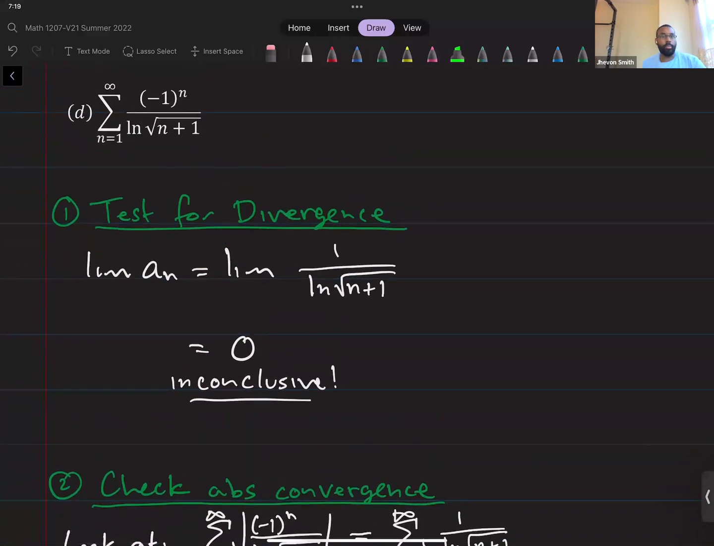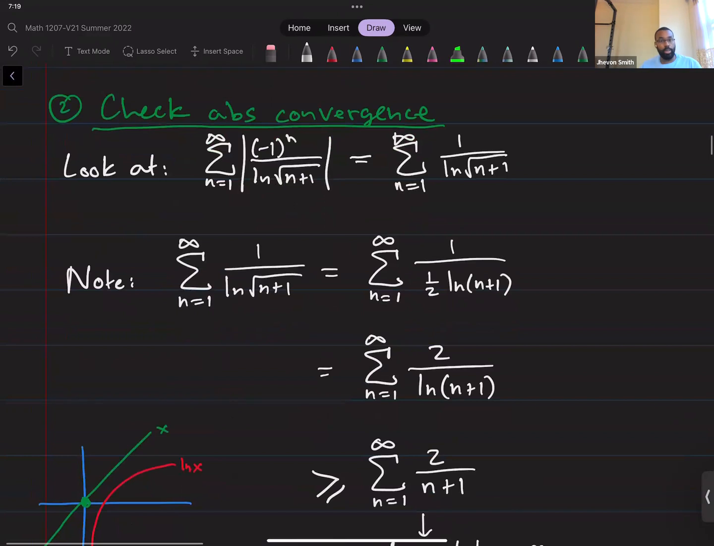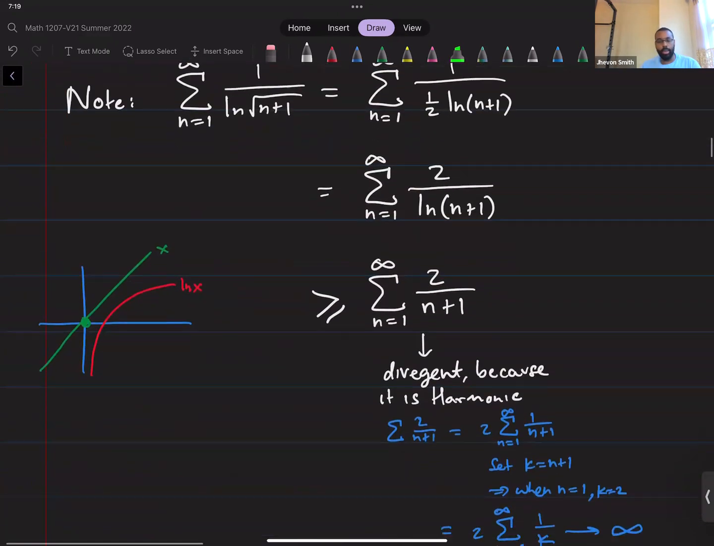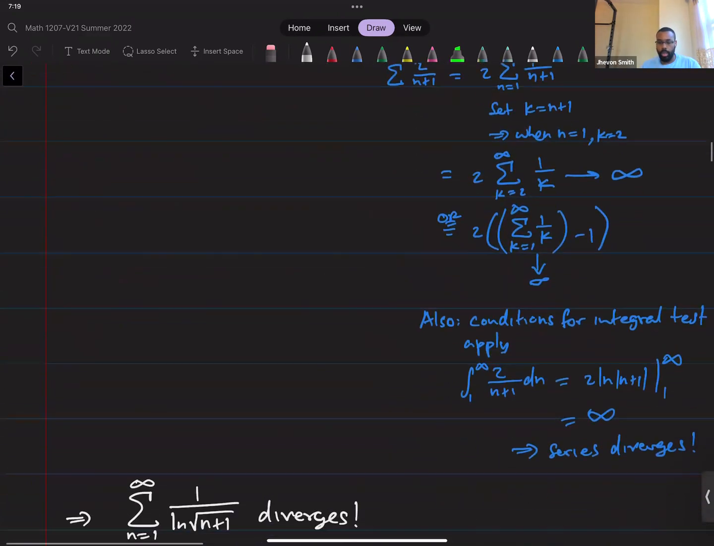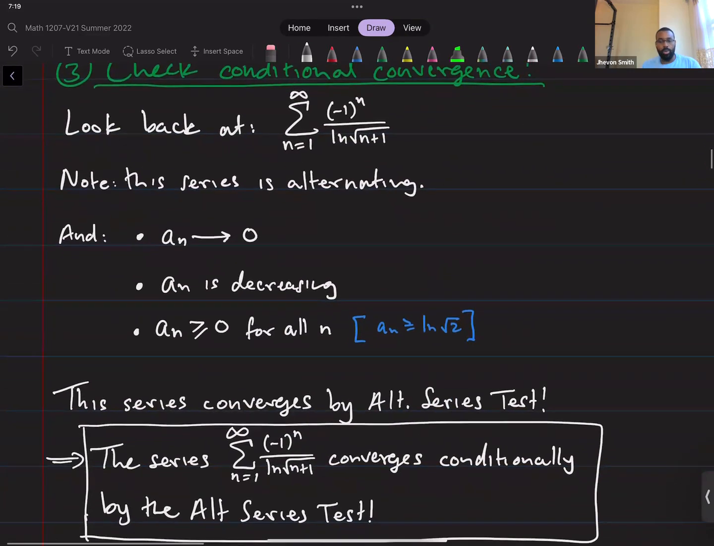So we did this one, and this is one where we had to go through all 3 parts of that table. The test for divergence was inconclusive. For the test for absolute convergence, we diverged by comparison to a harmonic series. And then when we removed the absolute values, you saw that this converged. So with absolute values, it diverges. Without absolute values, it converges. We say that this thing converges conditionally.